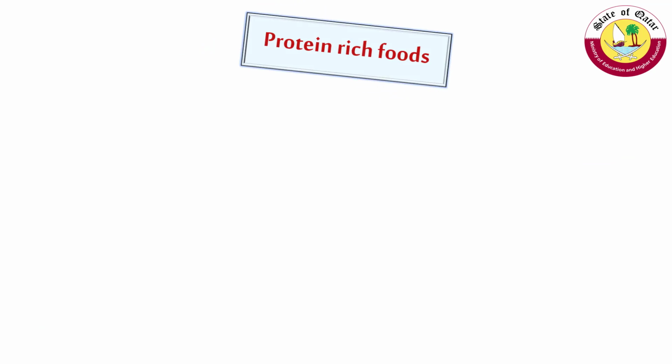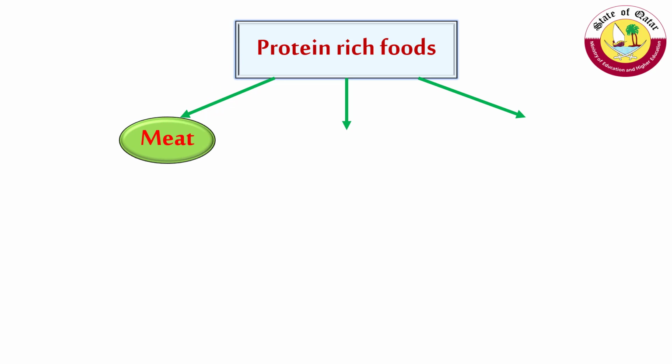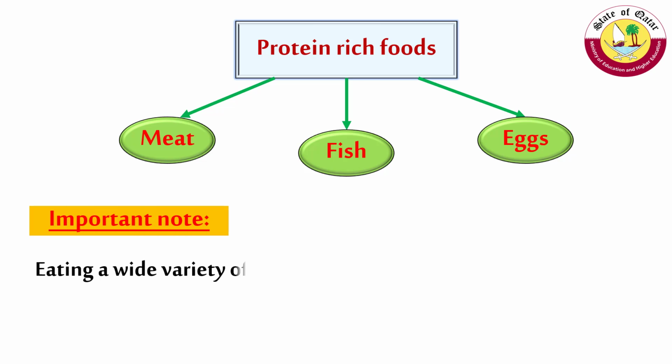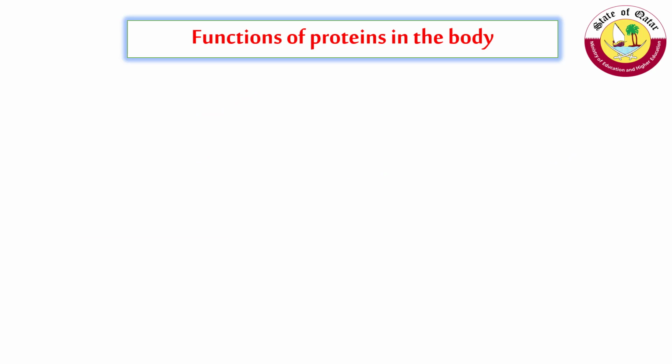Some examples of protein-rich foods are: first, meat; second, fish; and third, eggs. Important note: eating a wide variety of protein-rich foods will provide you with all the essential amino acids your body needs.